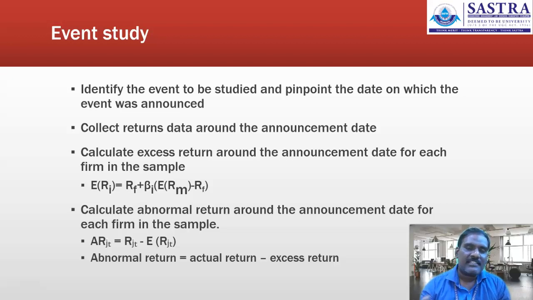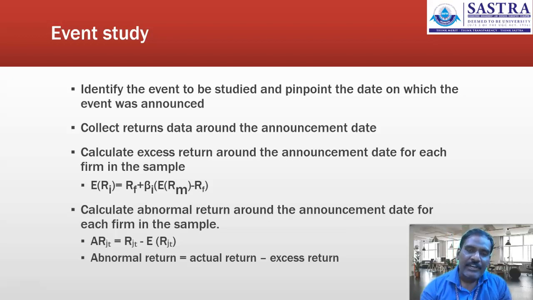This assumes minus 10, 0, plus 10. It means a 21-day return is going to be collected. Minus 10 represents the returns or prices collected prior to the event, and plus 10 means the returns collected after the event. Similarly, we are going to calculate the excess return.